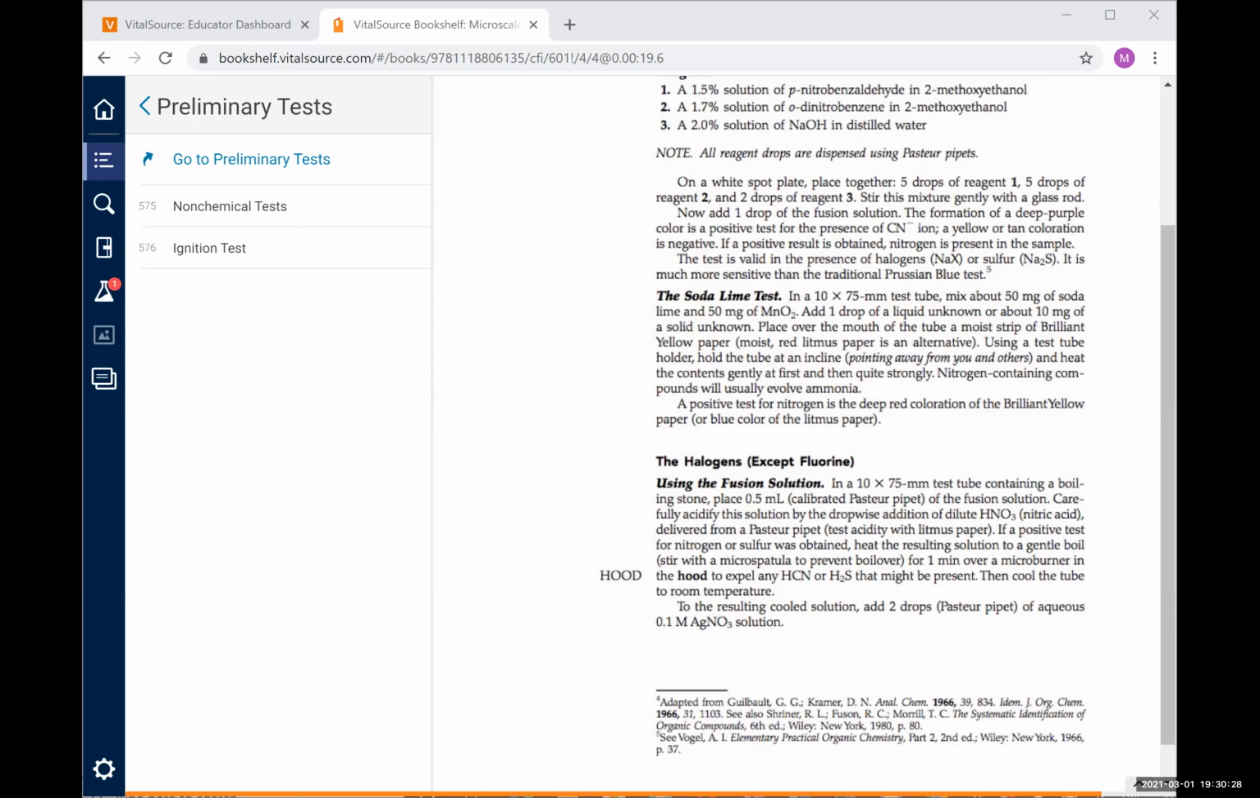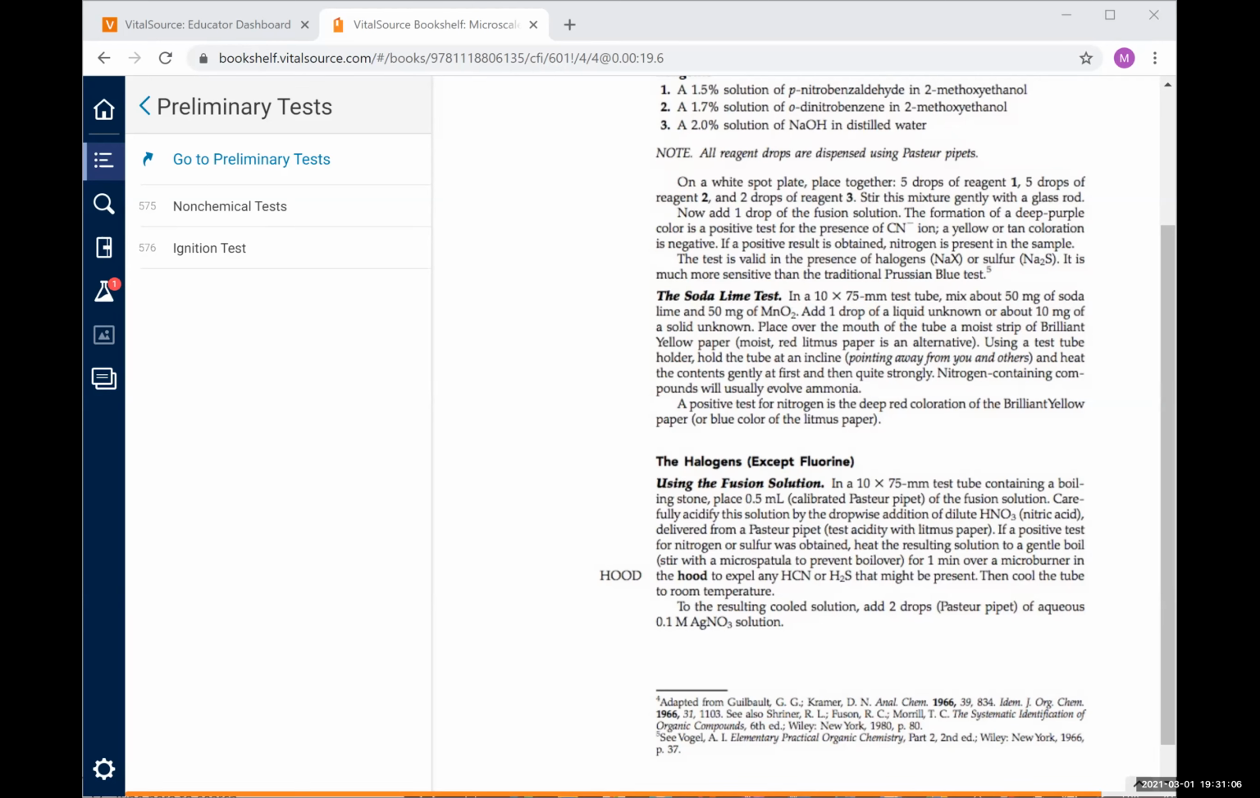So generally, if we observe a change in our litmus paper or brilliant yellow indicator paper, that provides us evidence that as we heat this mixture containing our product compound, soda lime, and magnesium oxide, our original compound contained nitrogen, and that ammonia in turn results in a change in the color of our litmus paper. So if our litmus paper changes color, that's a sign that ammonia was generated and our original compound contained nitrogen.